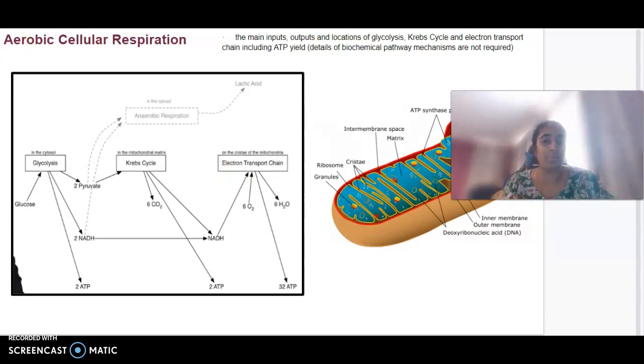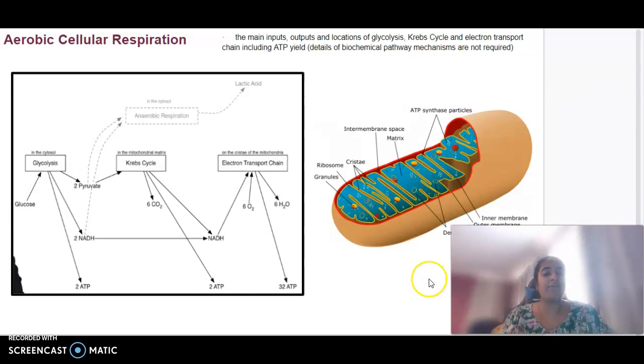So looking at aerobic cellular respiration, that involves 3 major stages, and that is glycolysis, Krebs cycle, and the electron transport chain. Now, each of these 3 stages are happening in slightly different places. So the first stage is in the cytosol of the cell, whereas the Krebs cycle and the electron transport chain are happening in the mitochondria.